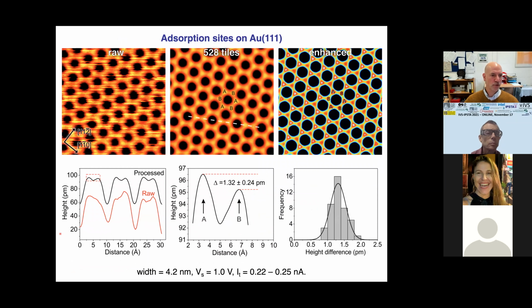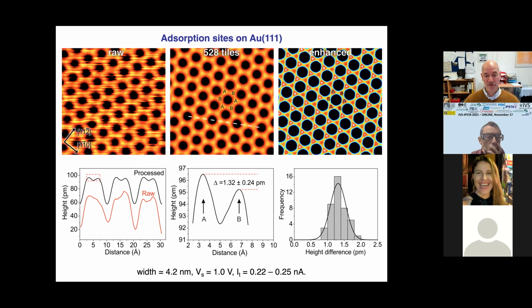So here we have a raw image. This is the raw honeycomb image. If we average 528 of these, then you see the titanium atoms much better now. In fact, you could barely see them here. What you can also see, if you take a scan across here in the raw and the highly averaged image, in the raw image you just get lots of noise. But in the processed image, you can see there's a difference between what we call the A sites and the B sites.